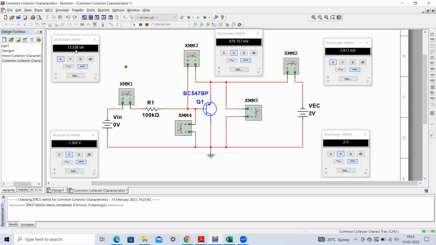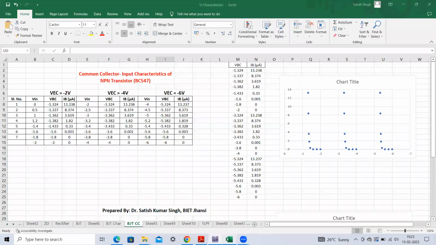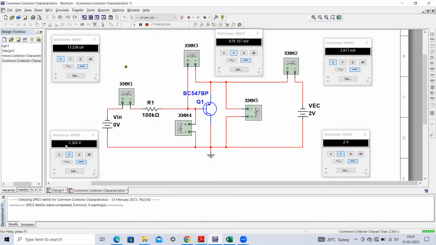Here you can measure this current, 13.238 microamperes. You can note it down here. It is in the microamperes range. And what about the base to collector drop that we have opted? It is -1.324. That you can verify from this, our multimeter. This is the reading of this particular multimeter, -1.324. So this way we have obtained our first reading.